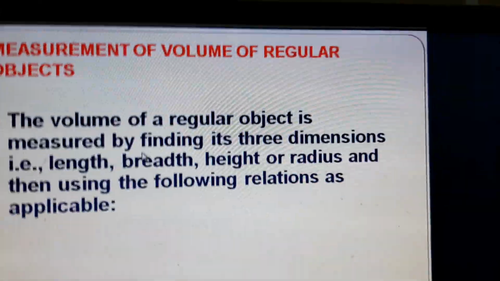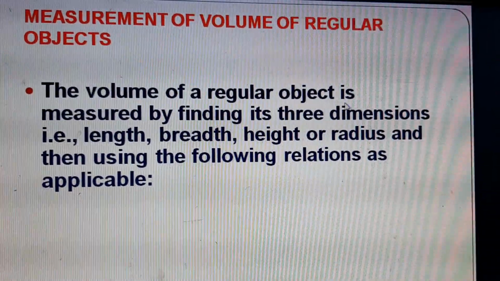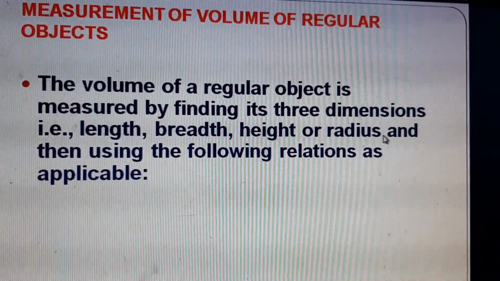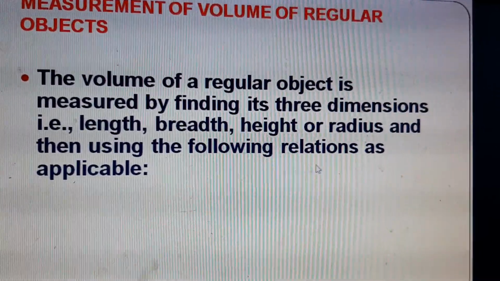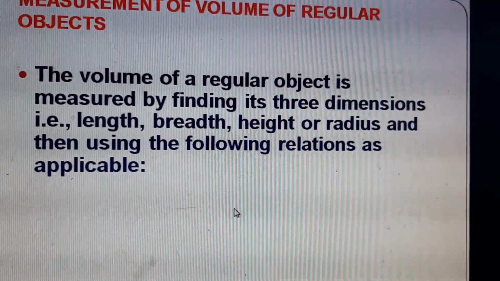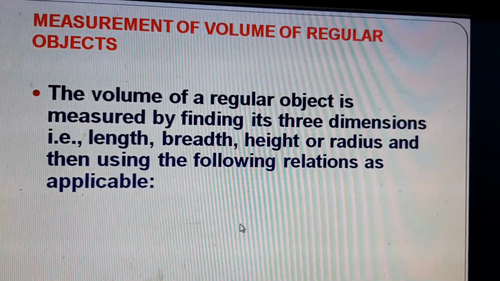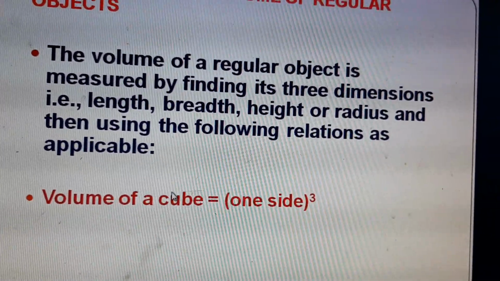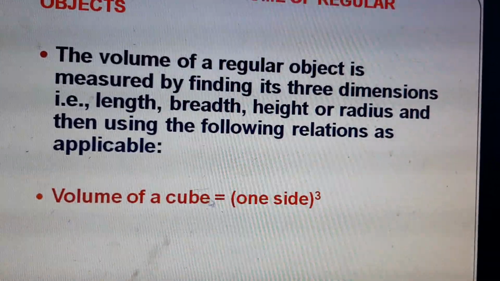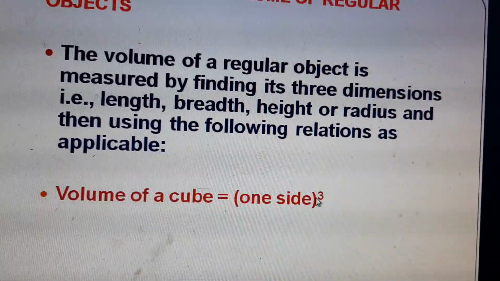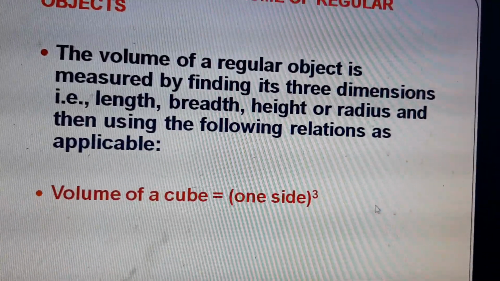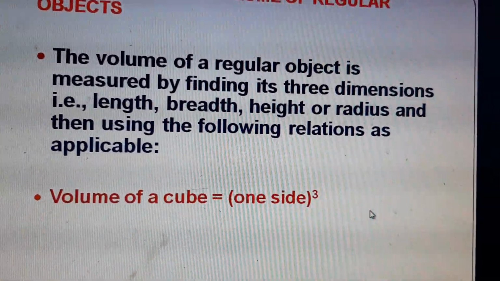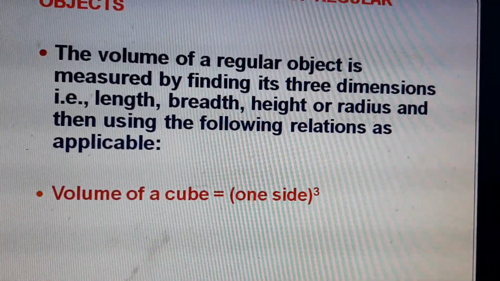Okay. So the volume of a regular object is measured by finding the three dimensions, that is length, breadth, height, or maybe radius, and then using the following relations as applicable. So you will have some formulas now. So get ready for the formulas. Formula number 1. Volume of a cube. How will you find the volume of a cube? It is one side into side into side. So side into side into side. That is side cube. Okay. So that is the formula of a cube.